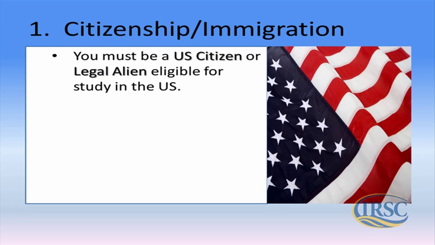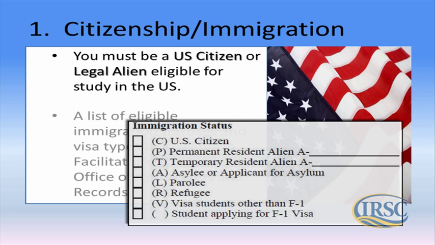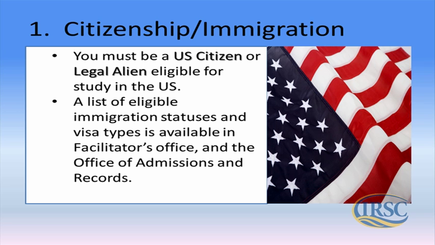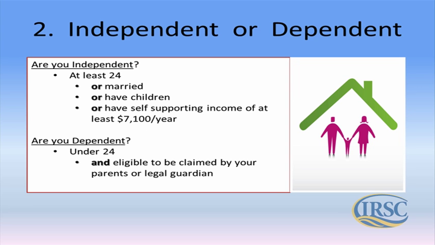You must be a U.S. citizen or a legal alien eligible for study in the United States. A list of eligible immigration statuses and visa types is available in the Office of Admissions and Records. Do you wish to claim independent or dependent status? This defines who the claimant will be.